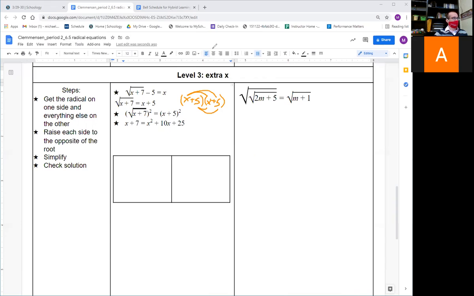So far, a little checklist. You got them by themselves. We raise each side to the opposite power. And now we just need to simplify and check.